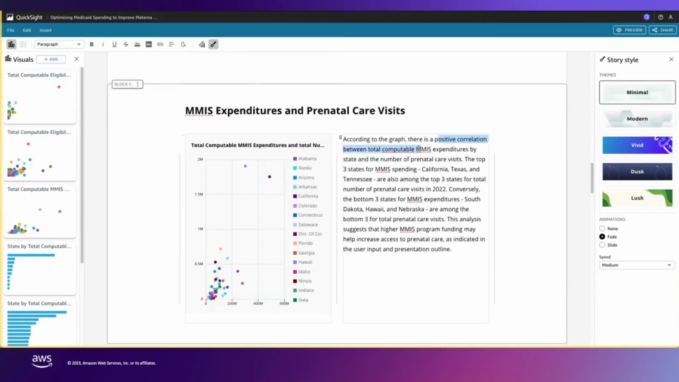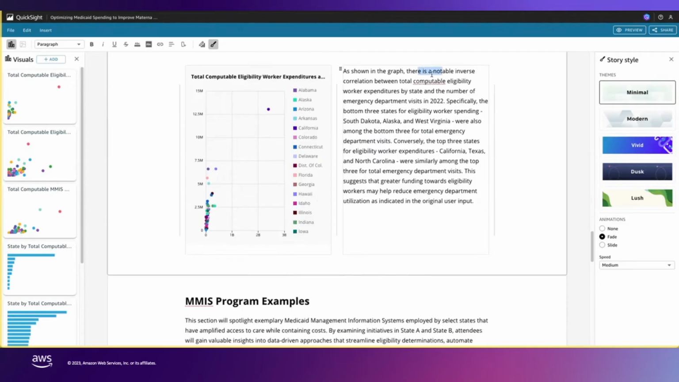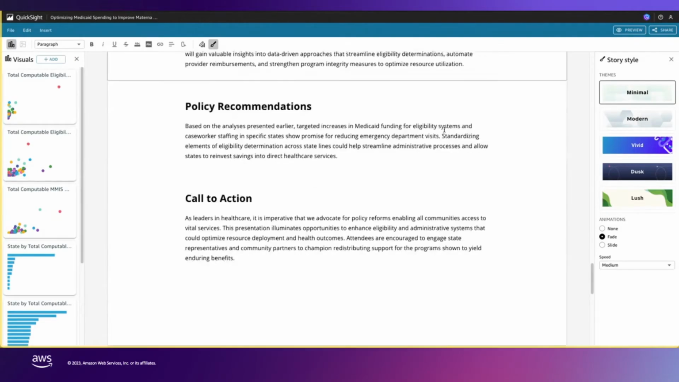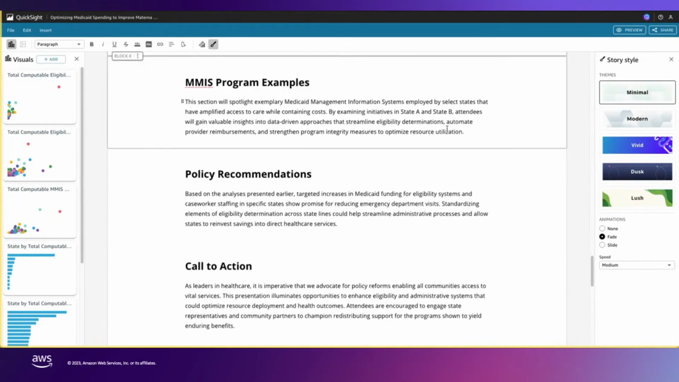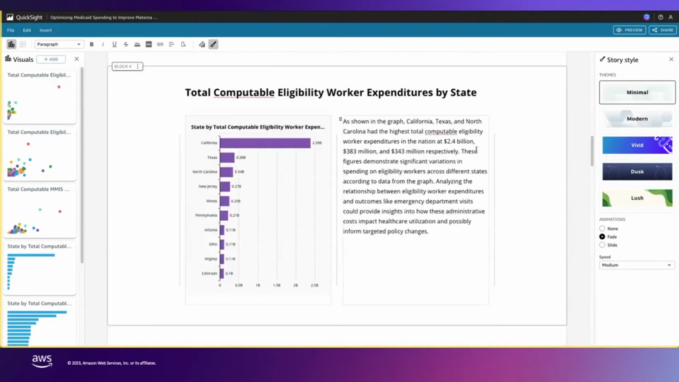There is a positive correlation between MMIS expenditure and the number of prenatal care visits. So there's an inverse relationship between eligibility system expense and the number of emergency department visits. And then there is a notable inverse correlation between total computable eligibility worker expense by state and number of emergency department visits in 2022. So there are some good insights. You can go back and forth with the data set that you have to make this report more and more comprehensive.